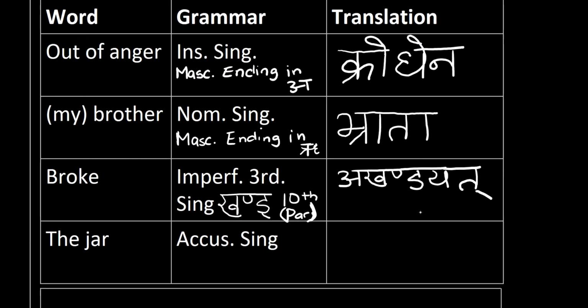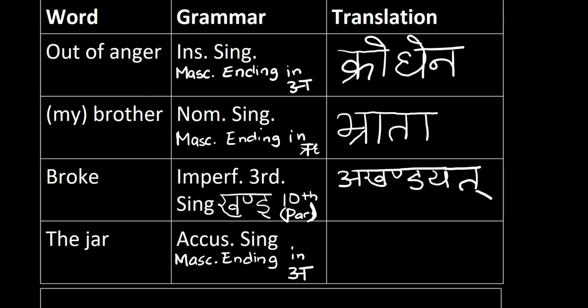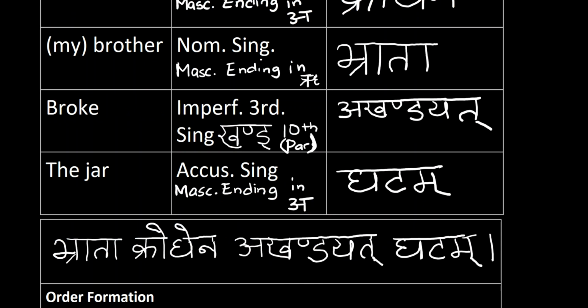And now finally, the jar. Jar in Sanskrit is ghata, and it's a masculine noun that ends in a. And since this has to be declined in the accusative singular case, ghata is going to be declined into ghatam. Now, according to preference, now that we have all of the Sanskrit words, I'm going to put them in the order that I desire. And then after I put them in the order that I desire, I will apply the sandhi. Now for the order. The order that I desire is bhrata krodhena akhandayat ghatam.